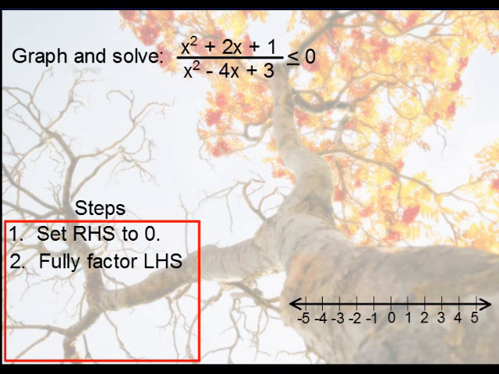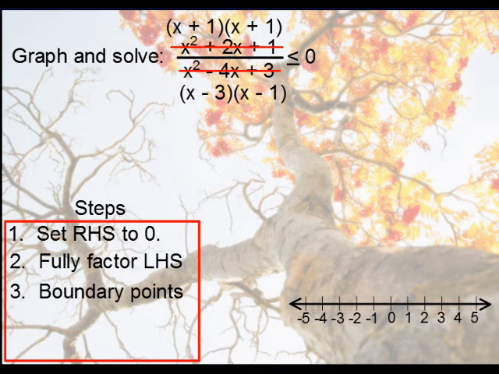Okay, so let's take that left-hand side and fully factor it. The top factors to give us x plus 1 and x plus 1. The bottom gives us x minus 3 and x minus 1. Now we're going to need those because what we're going to do is apply the zero product rule to find those boundary points. What that means is this: you take each of these binomials and you set them equal to 0.